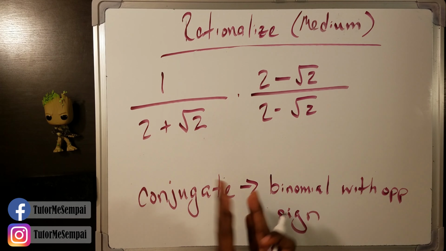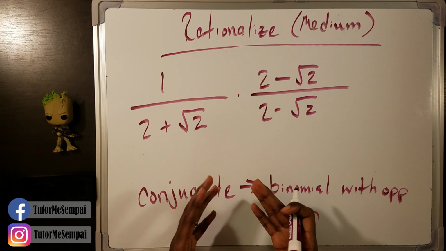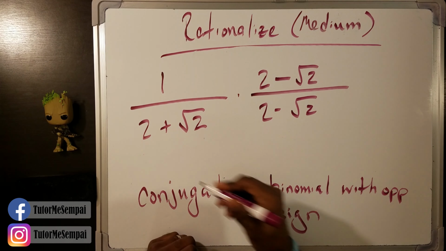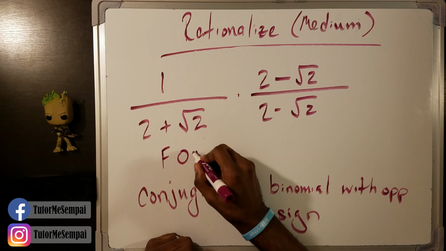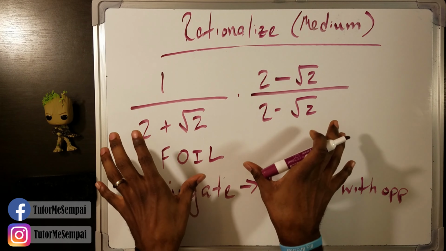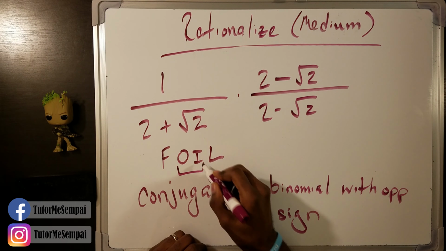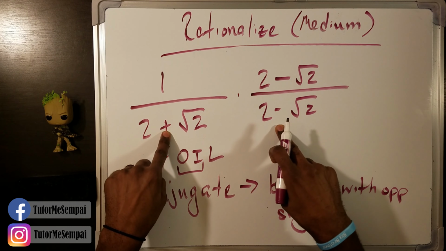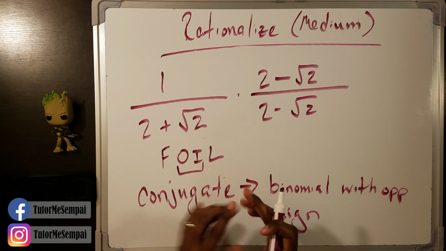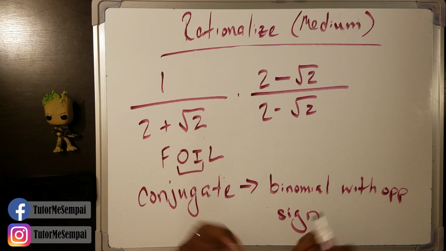Now, why do we multiply by the conjugate? What is so special about this conjugate that it's going to be the key for attacking our Super Saiyan 2 version? Well, if you recall, FOIL, your first, outer, inner, last, when you're multiplying these two binomials, you're going to have to do something for the outer, inner. Having that opposite sign assures us that the outer, inner is going to cancel out. And we can check that out.